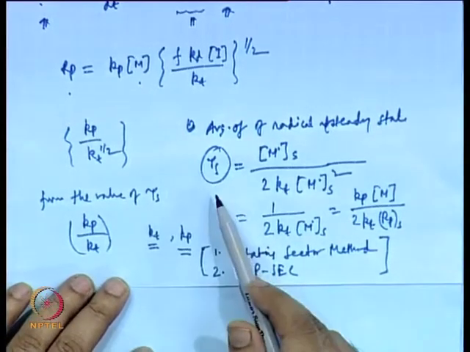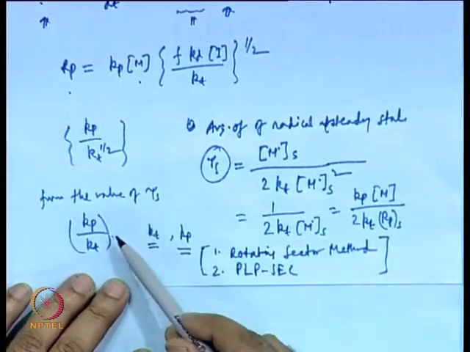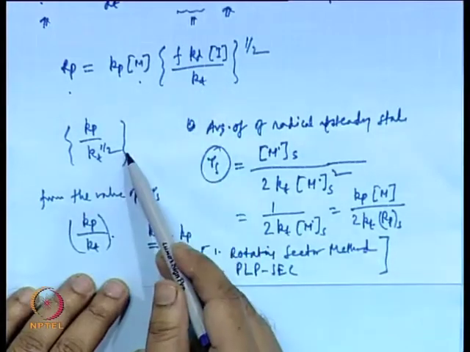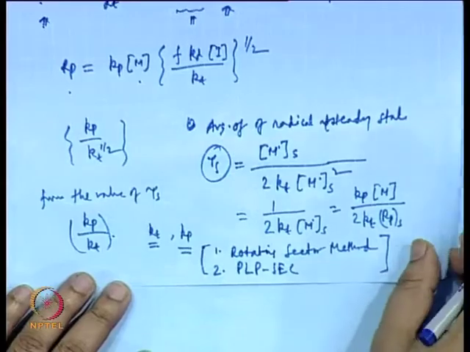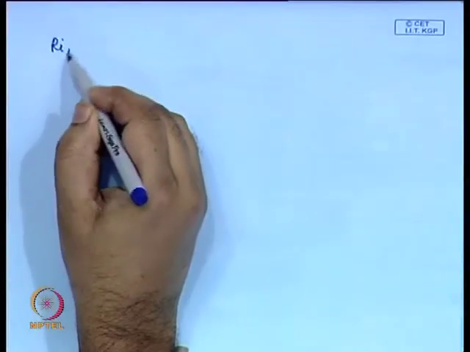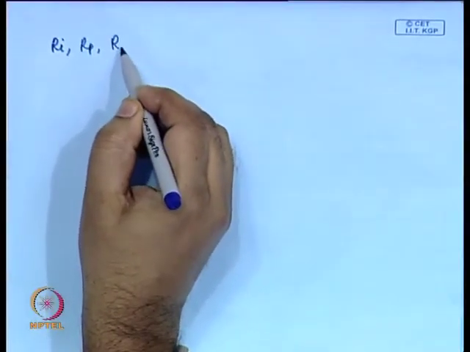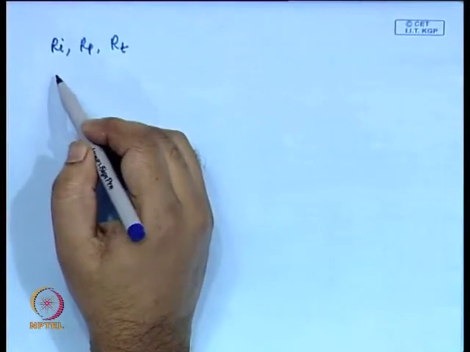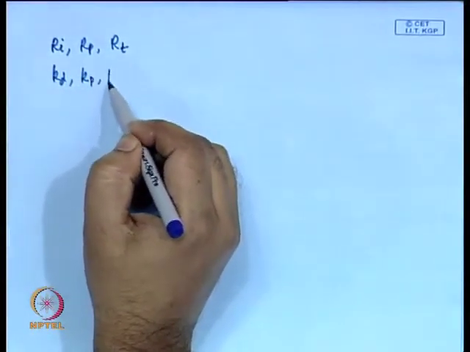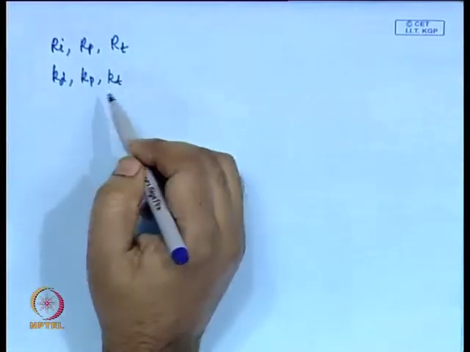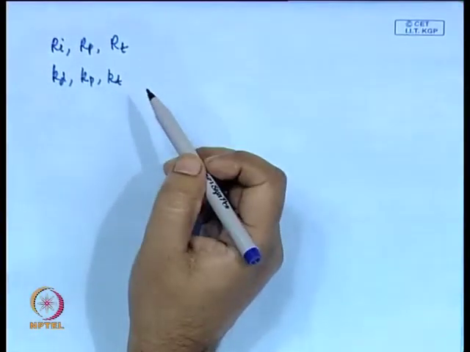And now, once you know the value of tau s, you know this, and we know from this expression this. So, we know Kp Kt. So, now we know that experimentally we can know the individual rates. We know Ri, we know Rp, we know Rt, and we also know Kd, Kp, Kt. We know all this from experiments.